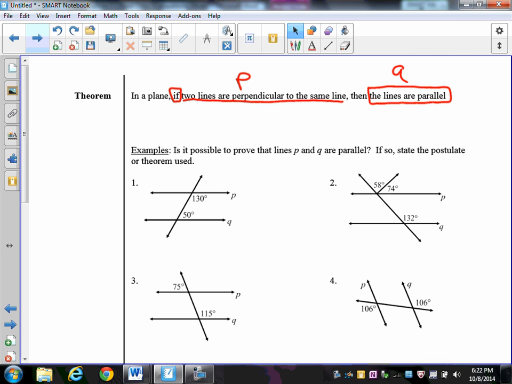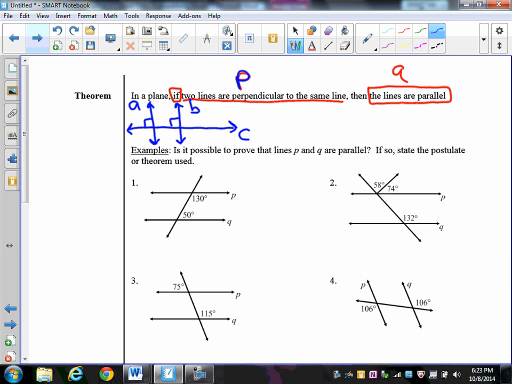So let's draw what P is. So I'll do P in blue. We have two lines that are perpendicular to the same line. So let's say I have lines A and B, and they're both perpendicular to line C. Well, what does that tell me? Then, remember that was the symbol for then, we say that A is going to be parallel to B. Line A is parallel to line B.